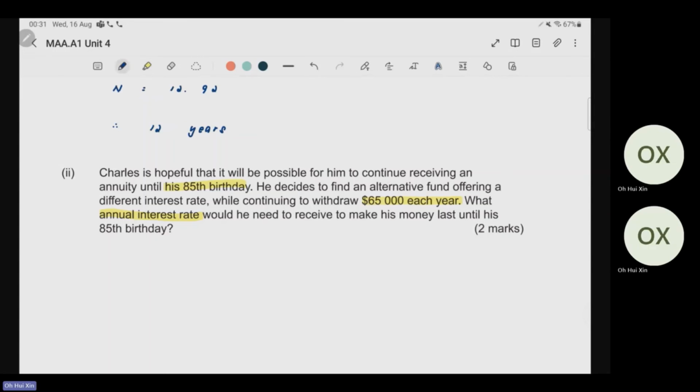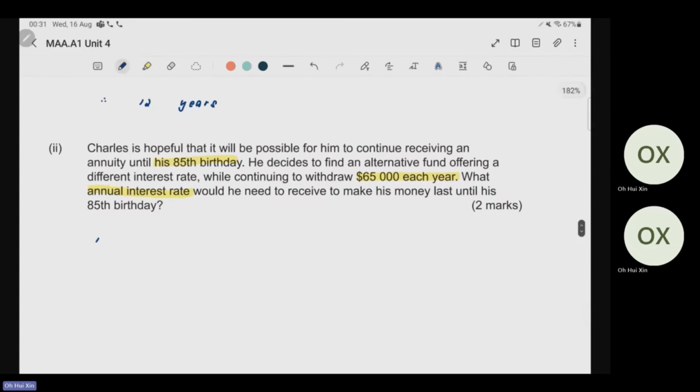So the first thing that we need to find is the N. Your withdrawal, you are still making it yearly. From 65th birthday until 85th birthday, you should be able to withdraw 20 times, because 20 years, right? 1 year, 1 time. So that's why N is 20 in terms of number of payments, which is the number of withdrawals here. So I is what we want to find.